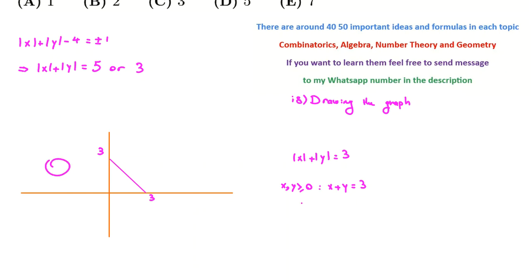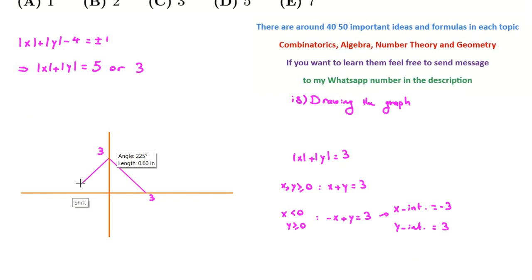Now, for example, this quadrant. X is less than 0, y greater than or equal to 0. So it will be minus x plus y equals 3. Again, if you want to find x-intercept, y is 0, so it's negative 3. Y-intercept, x is 0, so y is 3. So y 3 here to x negative 3. Similarly, if you consider other quadrants, it will be 2 lines. So it will be what? It will be a square. Okay, like this for 3.